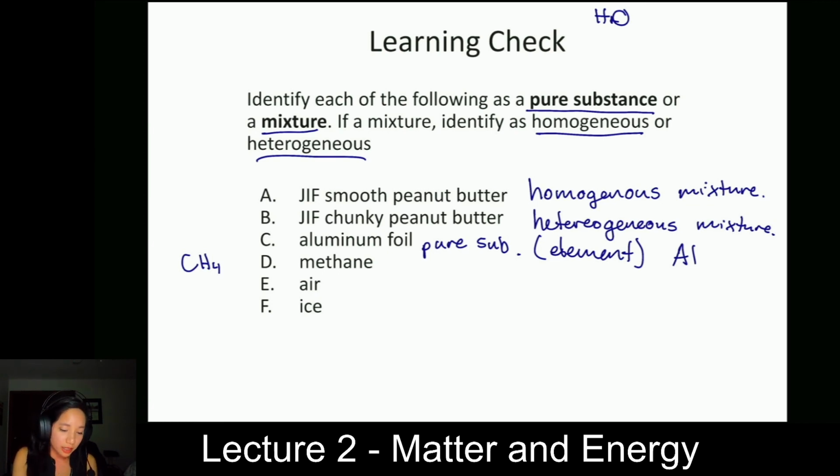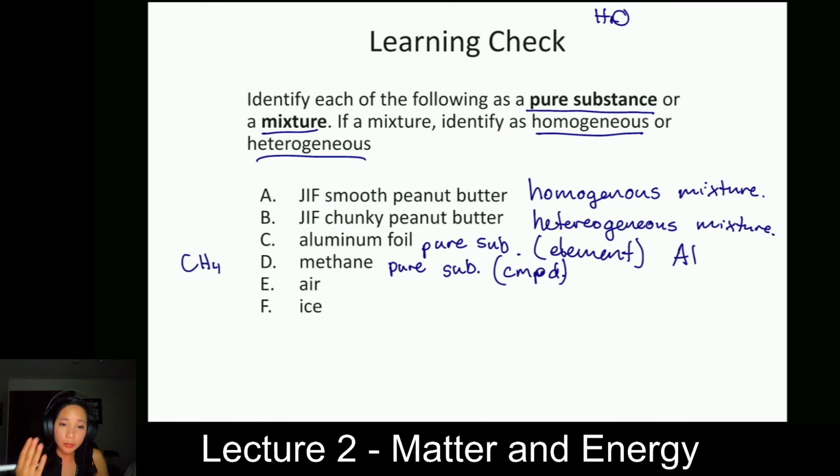Now, can it be broken down into simpler elements? Well, yeah, there are carbons and hydrogens present. So instead of an element, this methane pure substance is actually a compound. That's different from aluminum foil. Both aluminum foil and methane are pure substances, but aluminum foil is an element because it's seen on the periodic table, while methane, because it has the formula CH4, is a compound because it can be broken down into carbons and hydrogens.